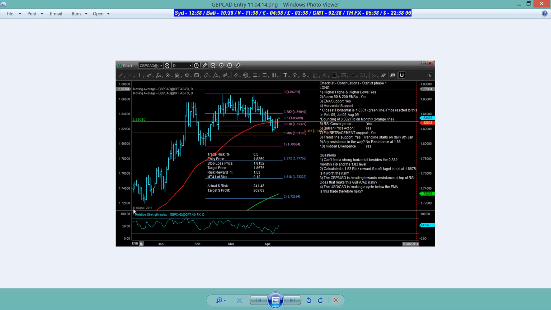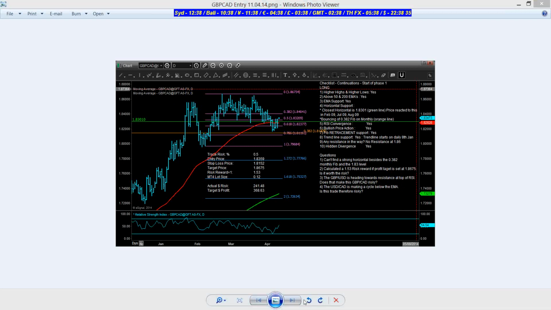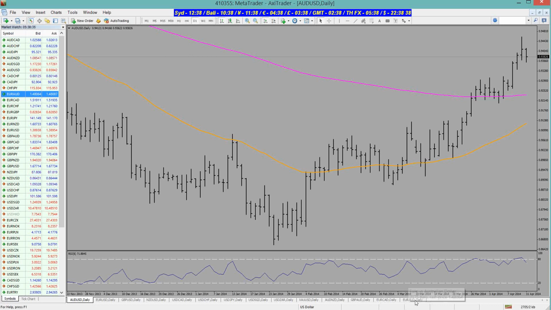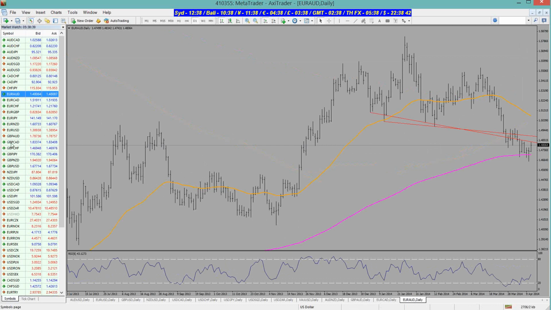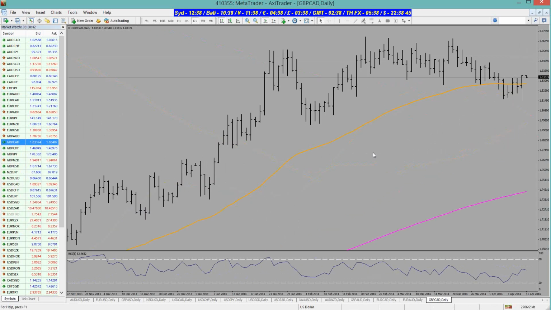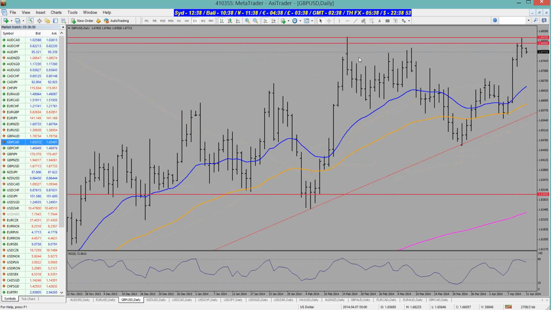PoundCAD. Yeah, my concern with this one similarly is I can't find any strong horizontal besides the 382. Considering the fact that you've got all these questions and that the pound has hit resistance, it screams avoid. The DollarCAD is making a cycle below the EMA, and is this trade therefore risky? I think there's quite a bit around this trade that carries a fair bit of risk. And obviously the first one is this horizontal at the same time as the pound is peaking and finding resistance. So the cable is going to struggle on the upside.